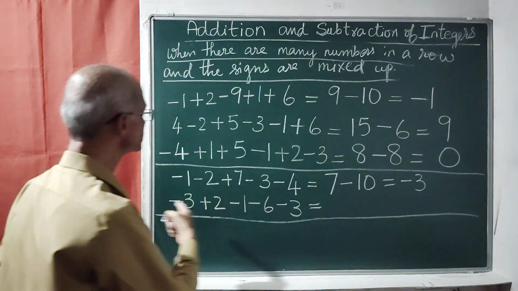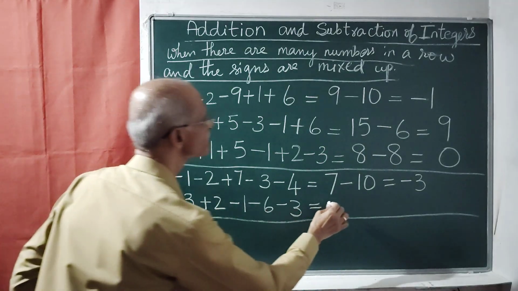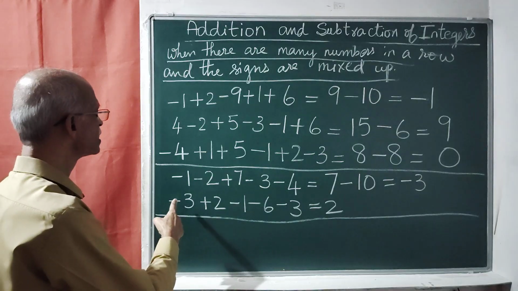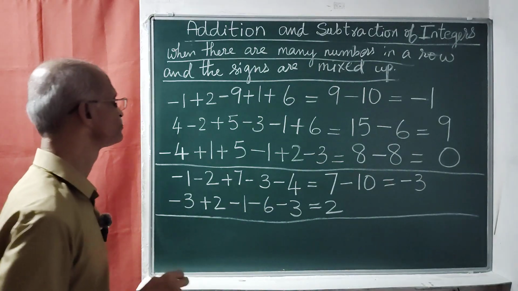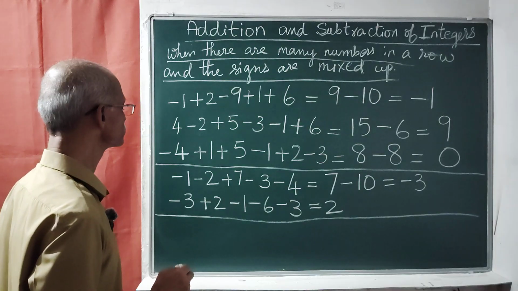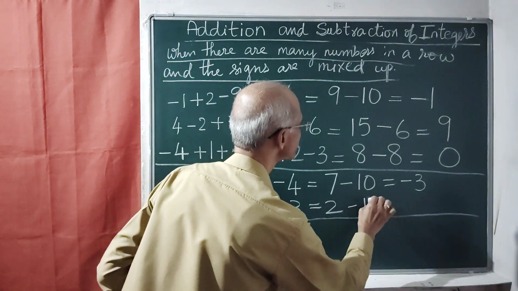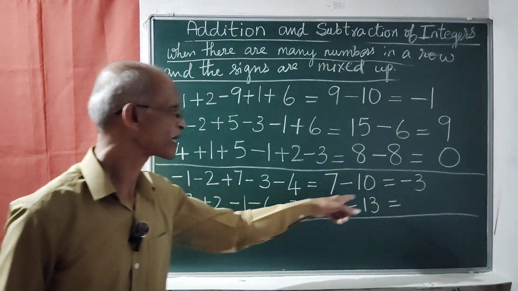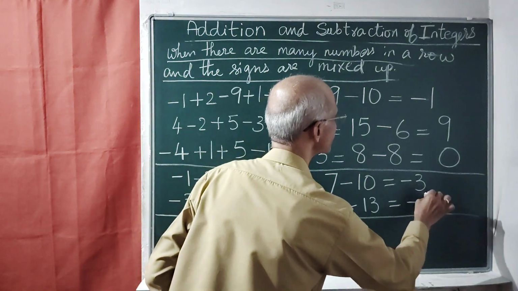Here see, in this case, there's only one plus number. Write it as it is. Next, pick up the minus numbers, add and put minus. Minus 13. Now subtract and put bigger number sign. Minus 11.